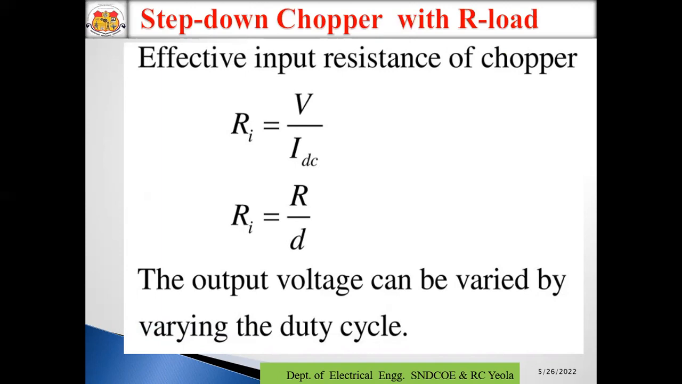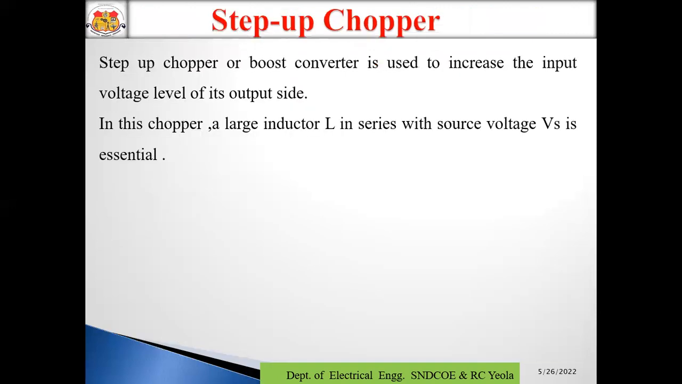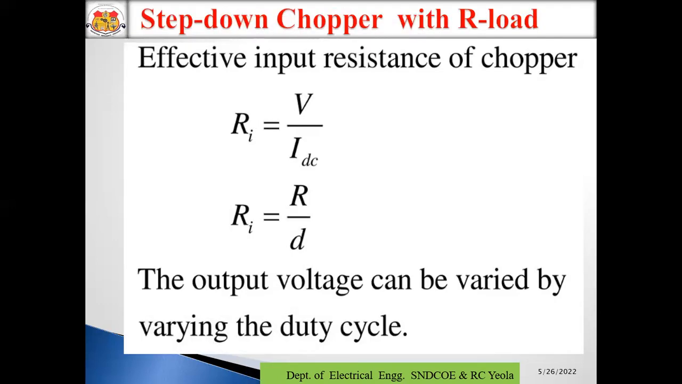And now we can find out the effective input resistance of the chopper. As you know, the general formula for resistance is V by I. So we can put this value and find the value of the input resistance of the chopper. The output voltage can be varied by varying the duty cycle. This is the most important point. So this is all about the basic introduction and concept of the step down chopper.